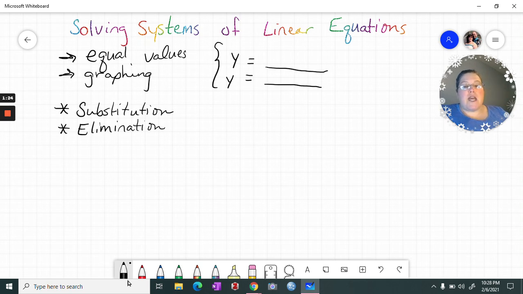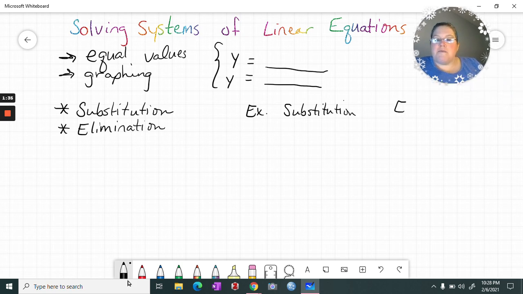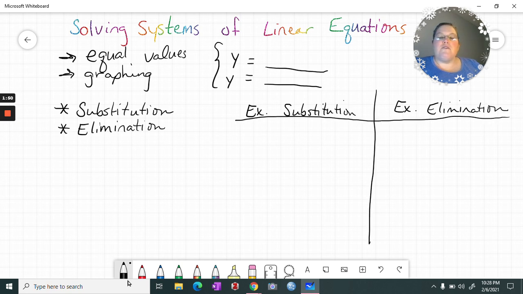So let's take a look at an example where we would use substitution and an example of when we would use elimination. So I'm just going to write out the systems here. I'm not going to solve them yet so that we can just do some comparing. Okay? So if I'm going to solve using substitution, I am generally going to have one equation that is a y equals or an x equals, and then a second equation that is not.